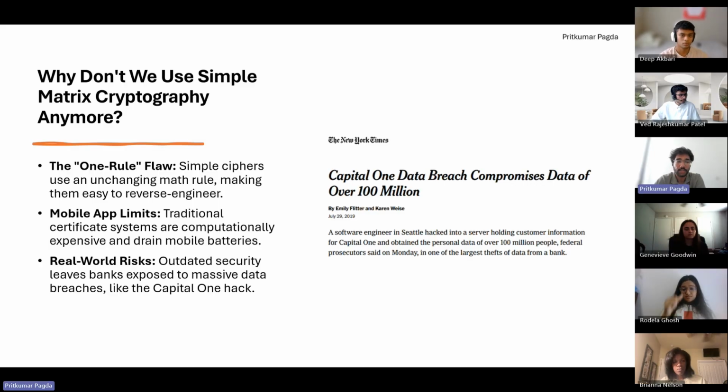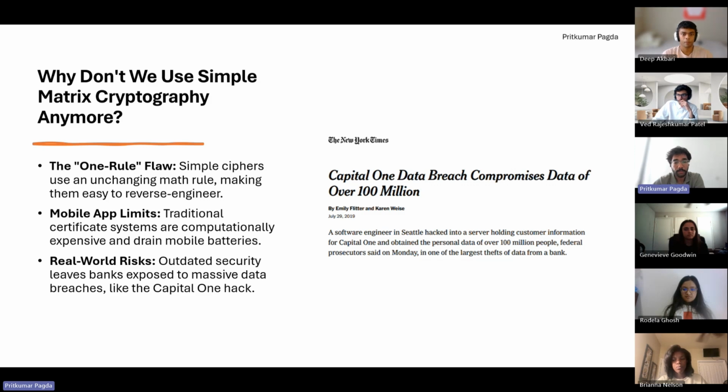So why don't we use the simple matrix cryptography anymore? The one rule flaw. It explains that simple matrix ciphers are governed by a fixed mathematical rule. This is dangerous because if an attacker cracks just one word, they can reverse engineer the entire message. The mobile limitations. Older certificate systems are too heavy for phones, meaning they drain mobile batteries and use too much power.